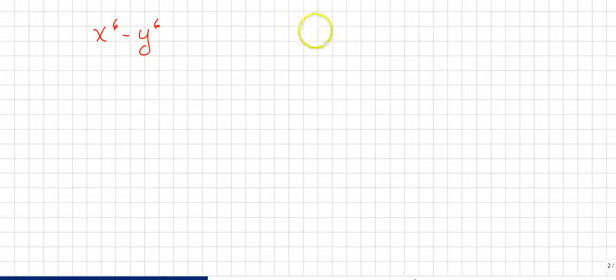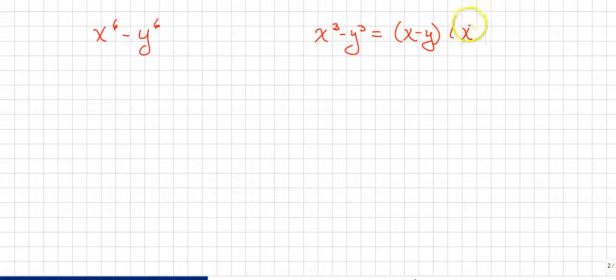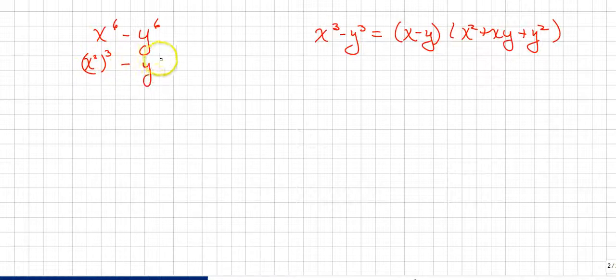So let me get that pattern up here again. So x cubed minus y cubed factors into x minus y times x squared plus xy plus y squared. Now we have to figure out what's being cubed for each term. Well, the first term is x squared times x squared times x squared, and the second term is y squared times y squared times y squared. So I'm just going to rewrite it like that, and so we can apply the pattern.